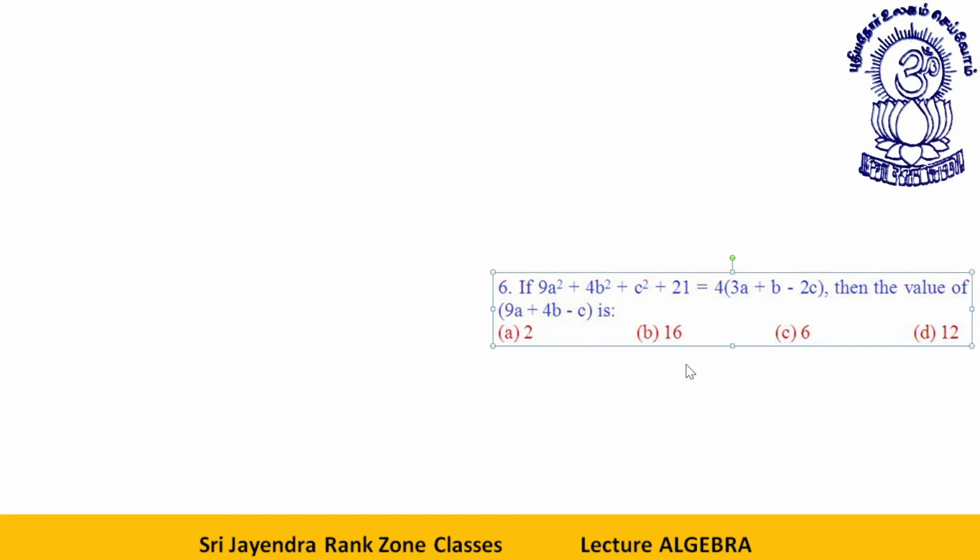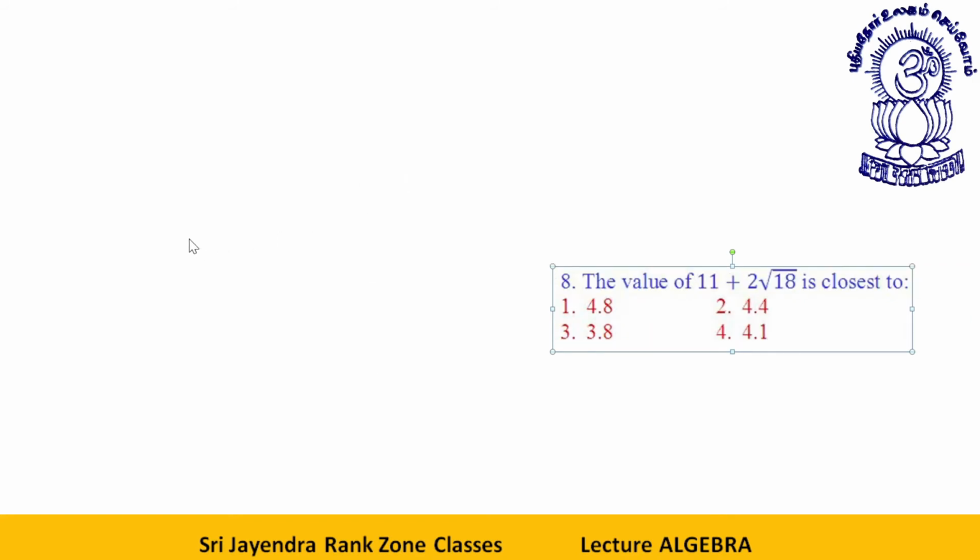Just give me a second. I'll do this sort of question just after teaching you the basics for this. This one is also a good question. 11 plus 2 root 18 is closest to the value of 18.